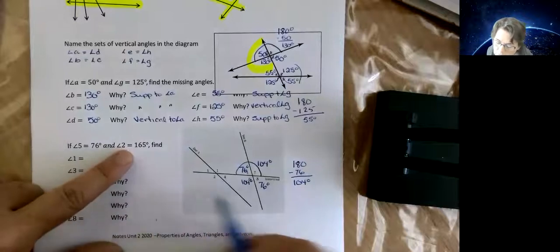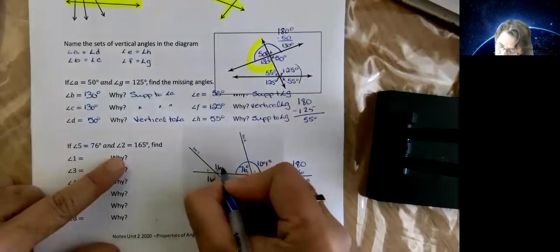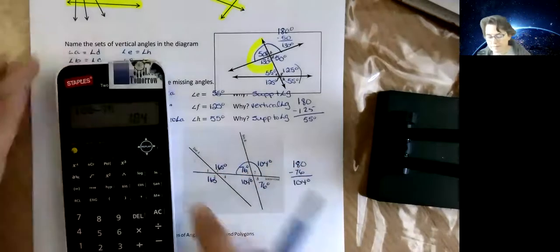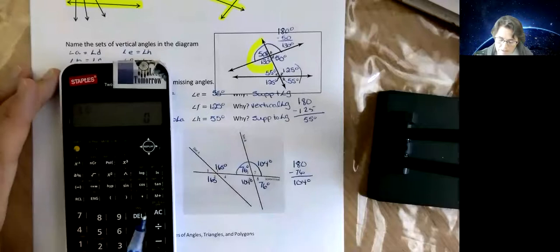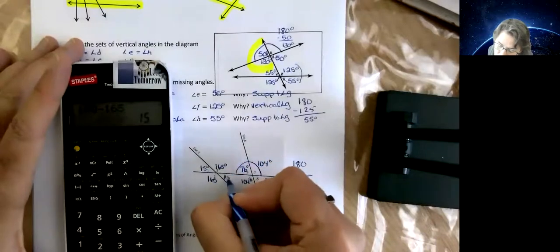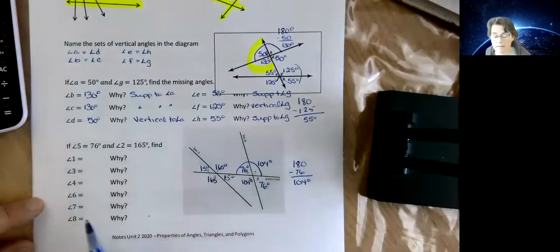And angle 2 is 165. So 165, 165, because angle 3 is vertical. 15 degrees. I don't know why, it just makes me happy. I write all over the diagram, and then I'll go and do this part.